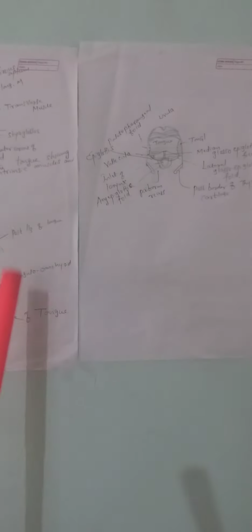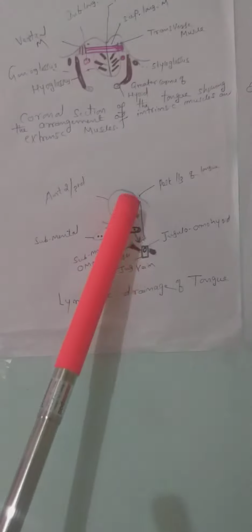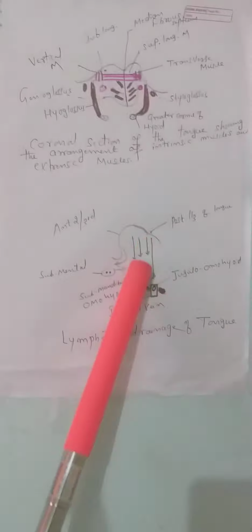Once again, I tell you the lymphatic drainage is very much important. Anterior two-third submental, posterior is the jugulo-omohyoid, and the middle submandibular and jugulo-omohyoid. These are very much important, in persons chewing tobacco and tobacco products. Now we'll go to the blood supply.